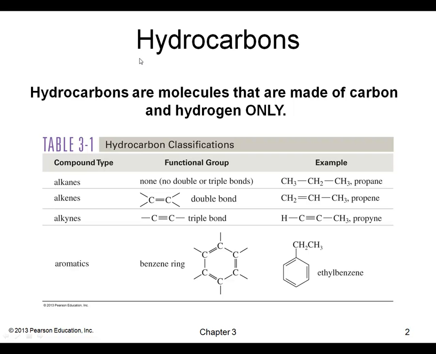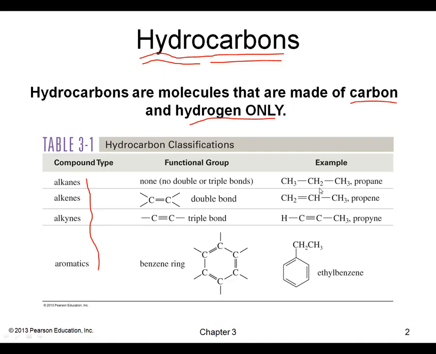Here again is our introduction to hydrocarbons. Remember, hydrocarbons is broken down into hydro, hydrogen, and carbon. So these are molecules that are made of carbon and hydrogen only. And hydrocarbons can be classified or broken down into these categories, what are called alkanes, alkenes, alkynes, and the aromatics.